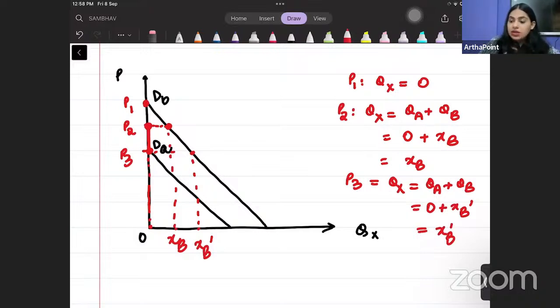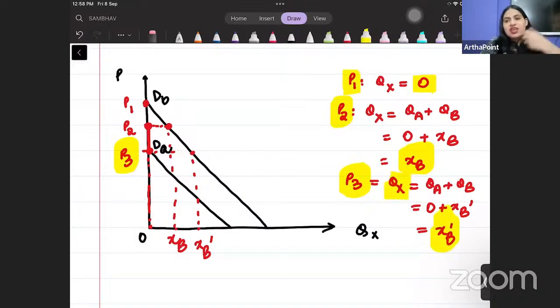We have to understand carefully that till price P3, the demand at P1 was 0 anyway, but at P2 the demand is only coming from individual B. At P3 also, demand is only coming from individual B. So total demand is the demand by individual B, because A does not exist, A's demand is 0. So my total demand curve will coincide with the demand curve of individual B. It will come right on top of it. It will coincide. Now think further.